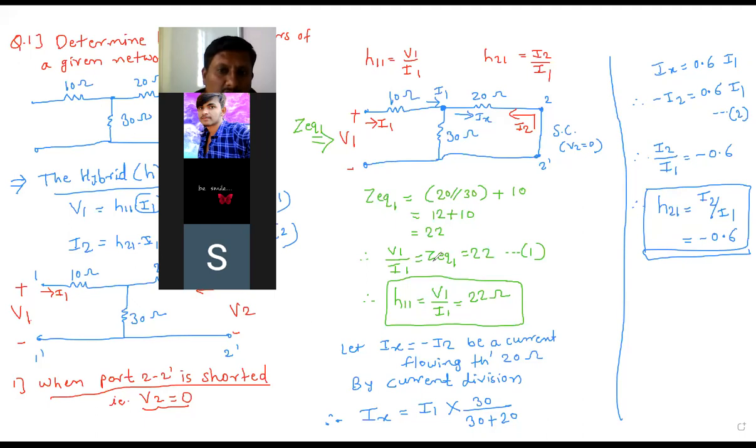So H11 we got 22 and H21 we got minus 0.6. If you remember just this, you will have no difficulty finding the next answers. H11 is equal to 22 ohm and H21 is equal to minus 0.6. Next H12 and H22. H22 will not give any difficulty. H12 is also simple. So we can stop here. Thank you everyone.